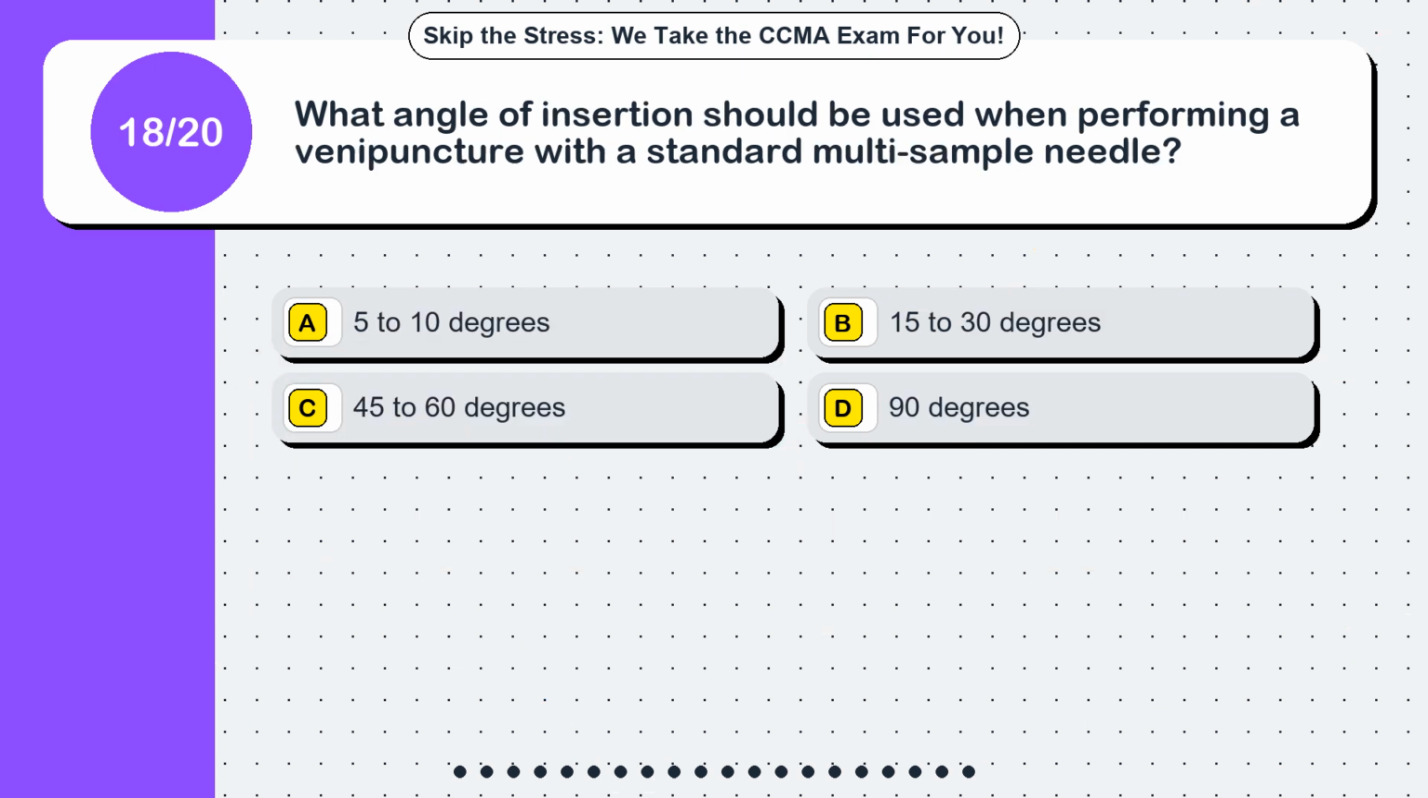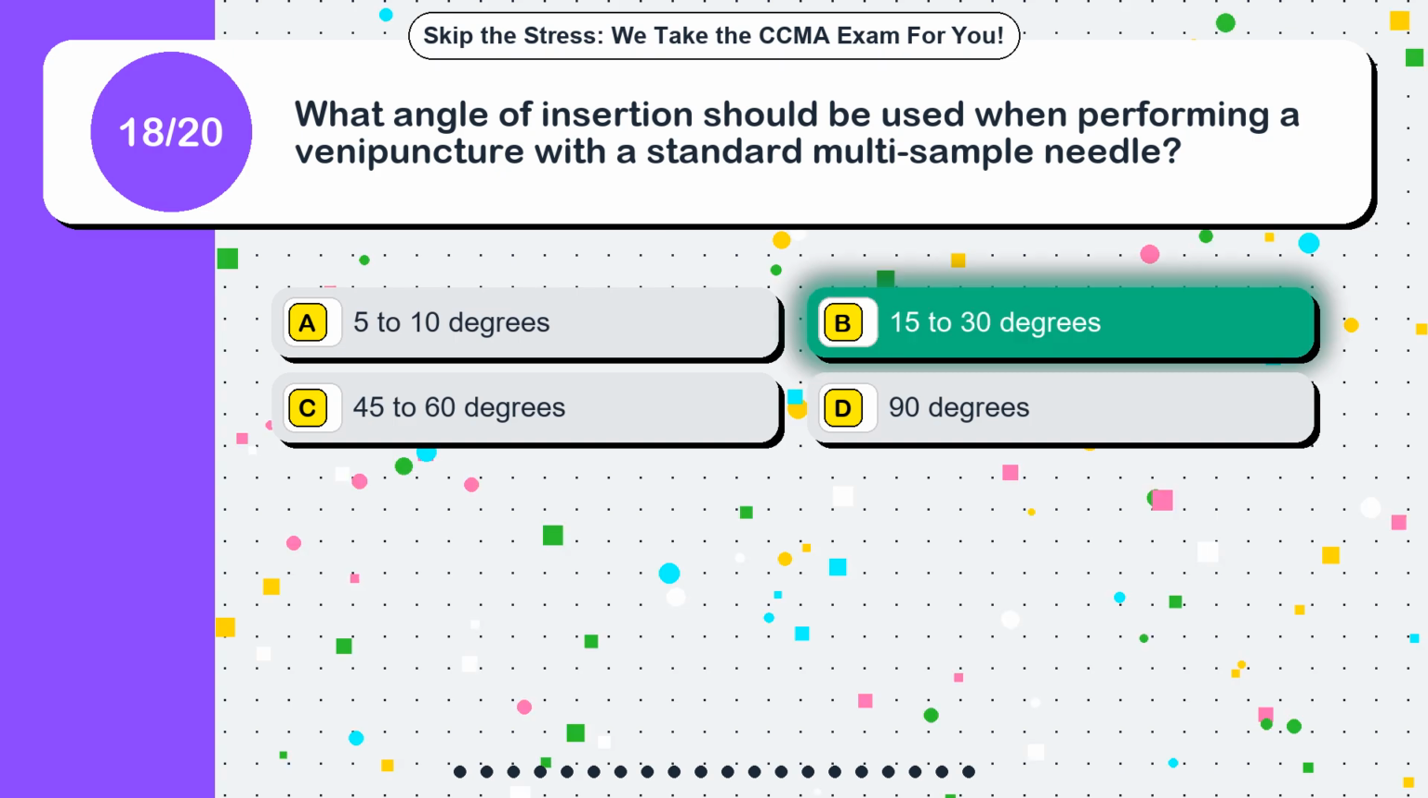Question 18. What angle of insertion should be used when performing a venipuncture with a standard multi-sample needle? Option A: 5 to 10 degrees. Option B: 15 to 30 degrees. Option C: 45 to 60 degrees. Option D: 90 degrees. The correct answer is option B, 15 to 30 degrees.